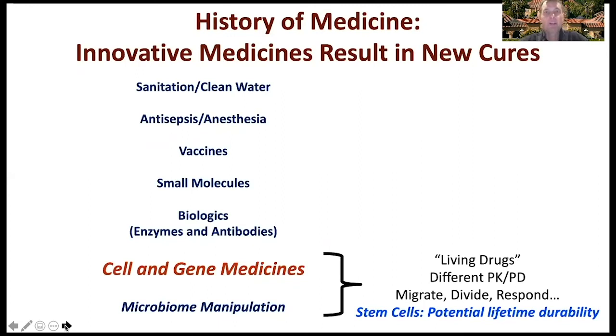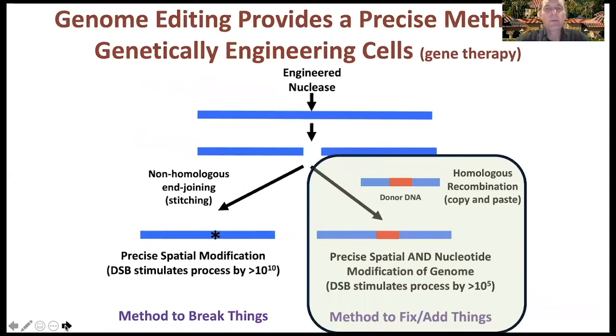And the reason I think these will really transform the lives of patients is that they're living drugs. They migrate, divide, and respond to their environment in an entirely different way than these other modalities. Moreover, if you use a genetically engineered stem cell, it has the potential to give lifetime durability, which again is in stark contrast to many of these other modes. So the way we like to genetically engineer stem cells is to use genome editing.